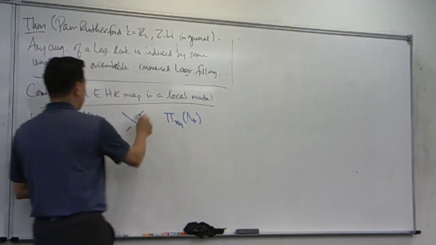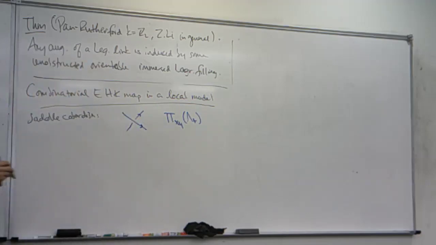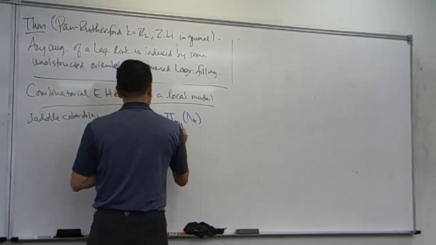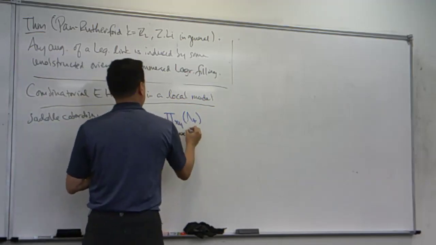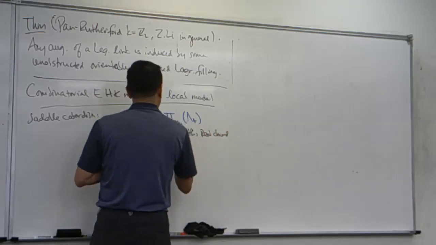And let's suppose that here's a local picture. Here's a crossing of this XY projection. And let's assume that this crossing is a red chord, so this red chord is contractible.